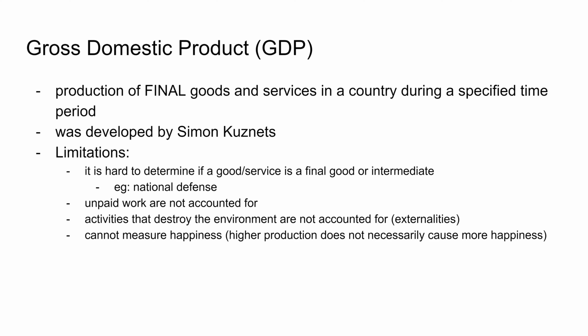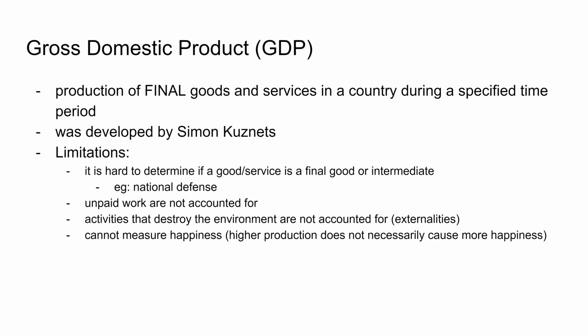The second limitation of GDP is that it does not account for unpaid work. So household chores and all are not accounted. So in the past, when women started entering the workforce, our GDP increased, but that does not mean our productivity has actually increased. It just means that we've shifted from unpaid labor to paid labor.